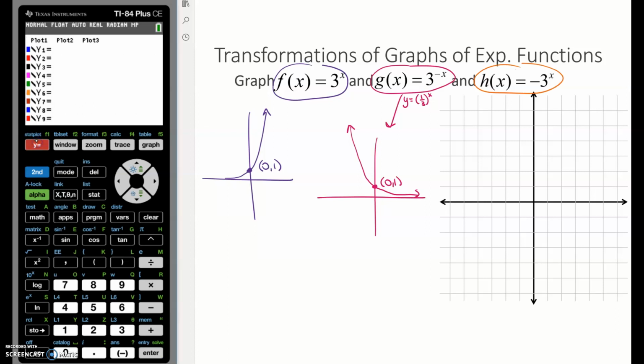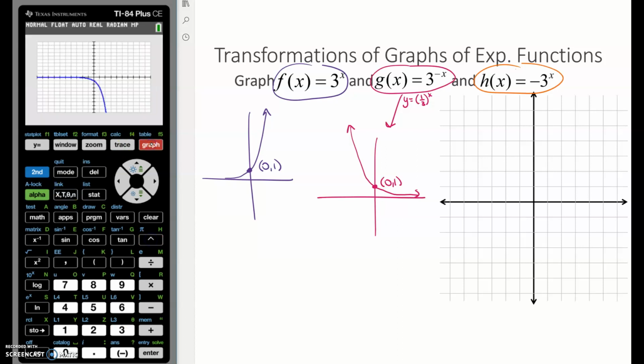-3 to the x, and you can use a graphing calculator for this or desmos.com if you want to. -3 to the x is very similar to 3 to the x, except it flips it over the x-axis. So 0.33, 0.11. So this is the graph of -3 to the x. I just want you to look at these 3 sketches and decide what that negative does.